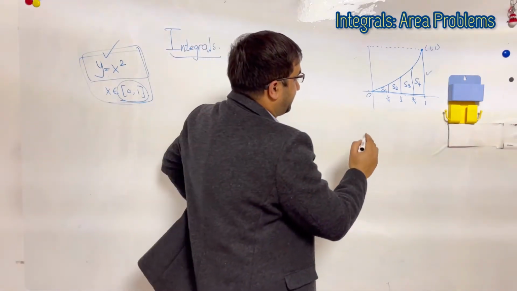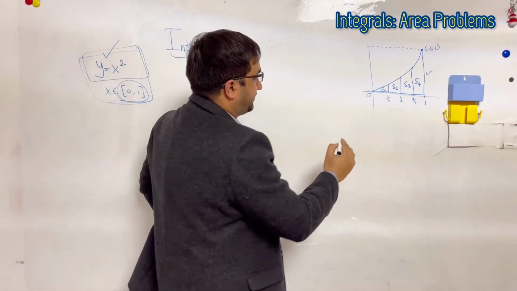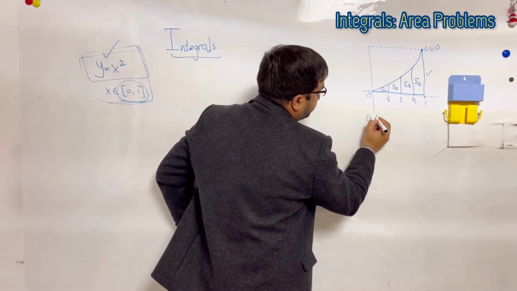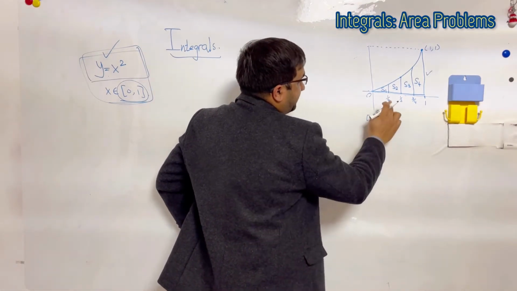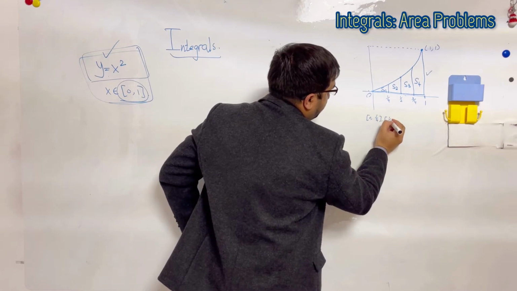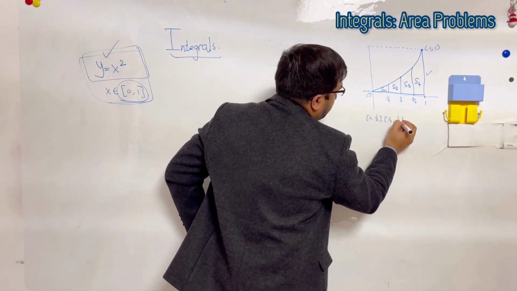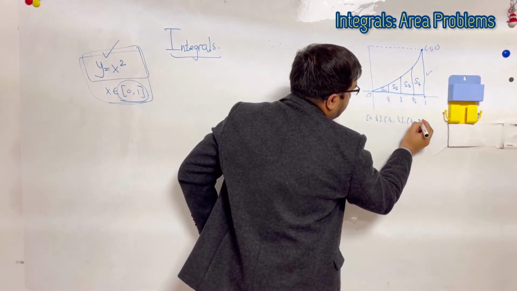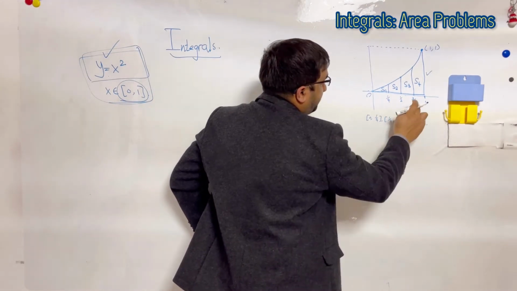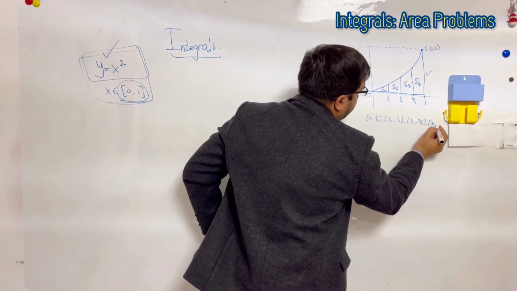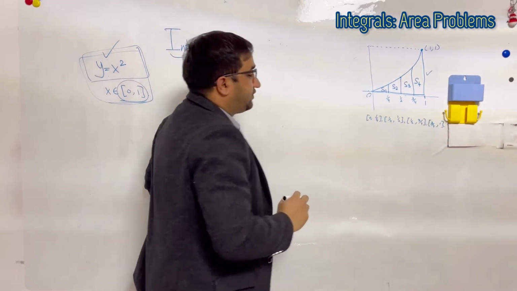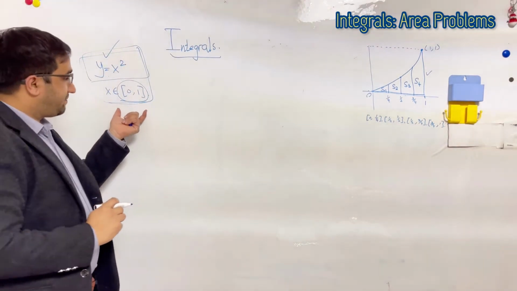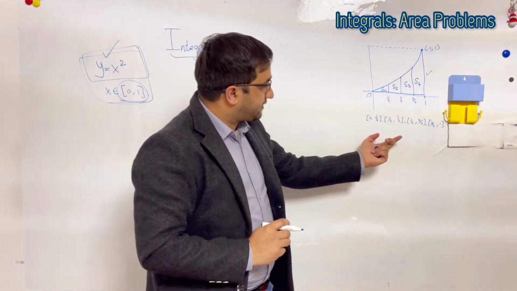So in between, now I have 4 intervals. The first interval is from 0 to 1 by 4. The second interval is from 1 by 4 to 1 by 2. The third interval is from 1 by 2 to 3 by 4. And the fourth interval is from 3 by 4 to 1. So actually, the big interval 0, 1, I have split into 4 sub-intervals.